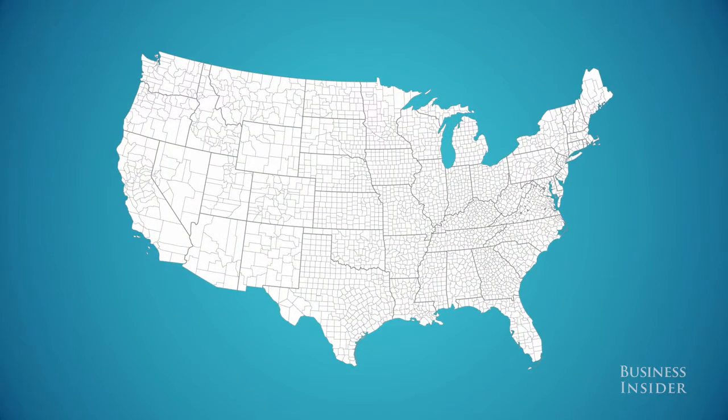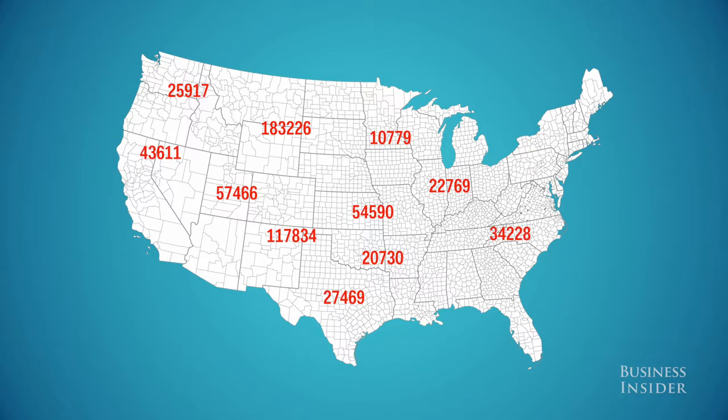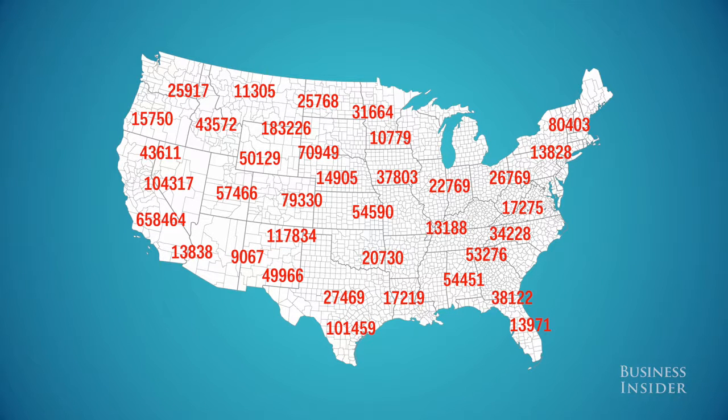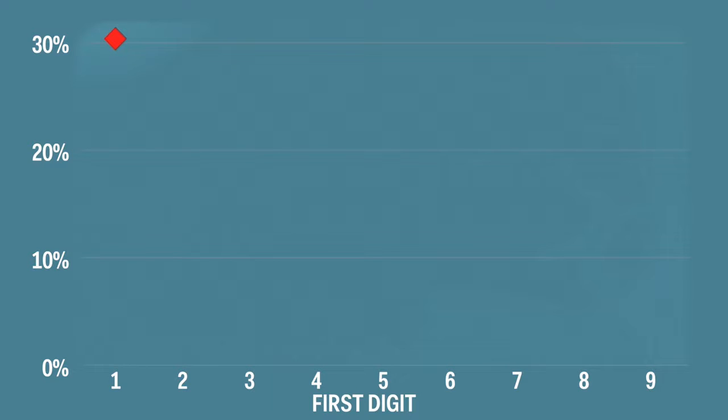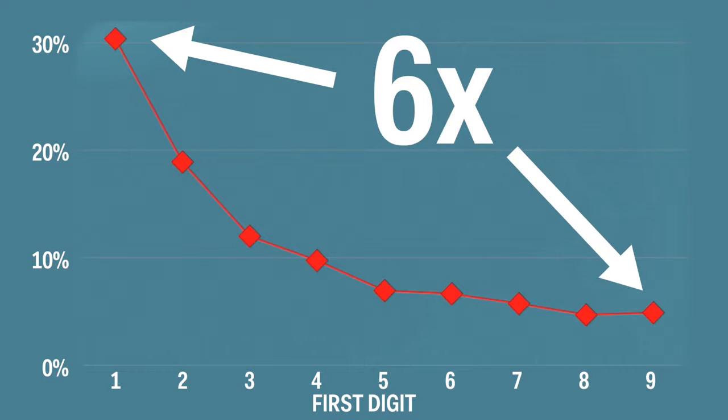Want to be amazed? Take a look at a big natural data set. For example, the population of every county in the US. If you look at all 3,000 plus values, you'll find that the first digit is 1 about 30% of the time. The first digit is 2, 18% of the time, and 9 only about 5% of the time. 1 shows up as the first digit about 6 times as much as 9.